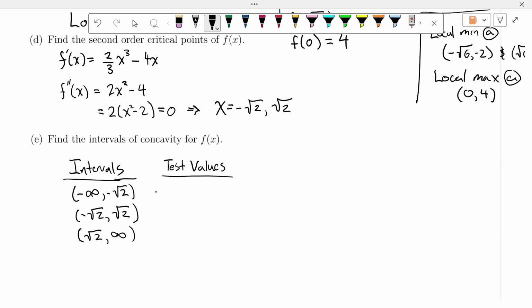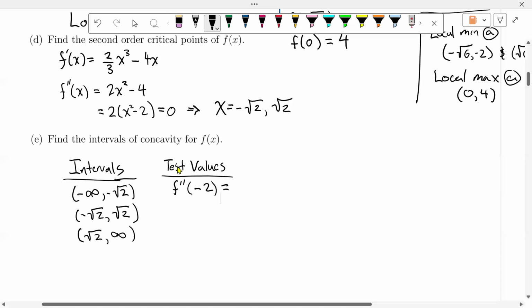All right. I got my intervals. What do you think is a good test value to plug into the second derivative here? Obviously, it's got to be negative. 2, -2, yep. All right, and so if I plug -2 into there, I'm going to get a 2 times 4 minus 4. I'll get a 4.